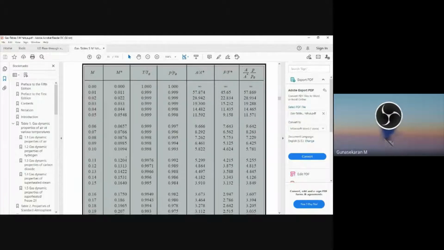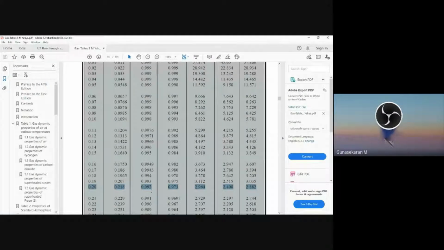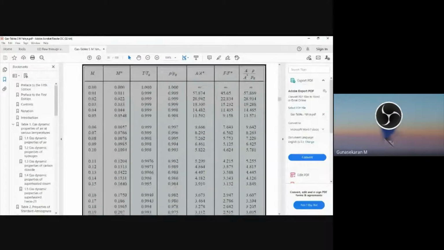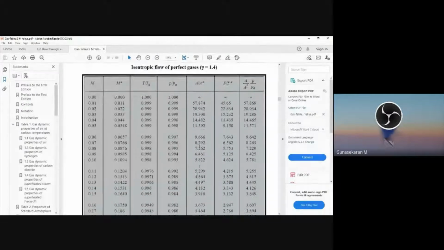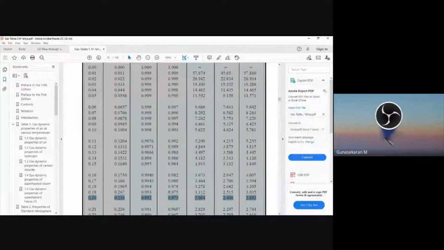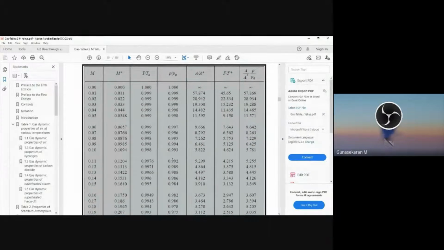So note down these values: T by T star is 0.992, P by P star is 0.973, and A by A star is 2.964. These values are important, so we have to take these values and find out the rest.